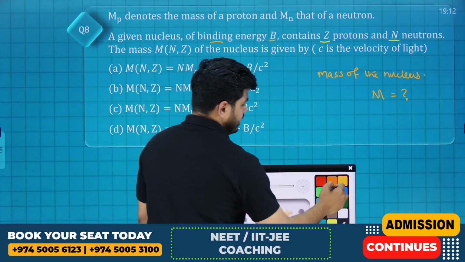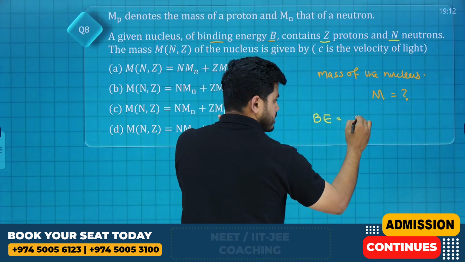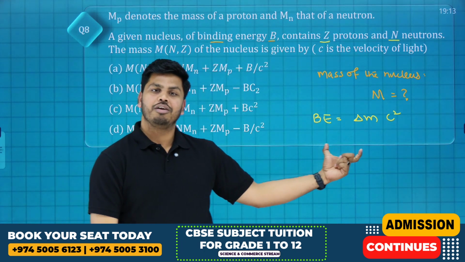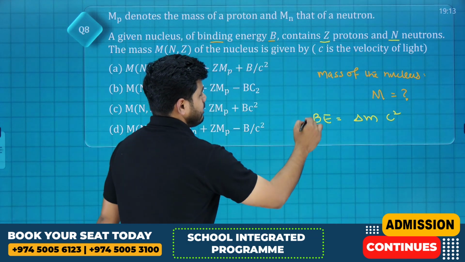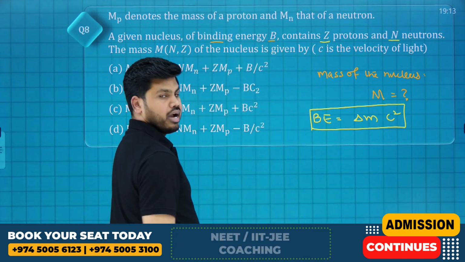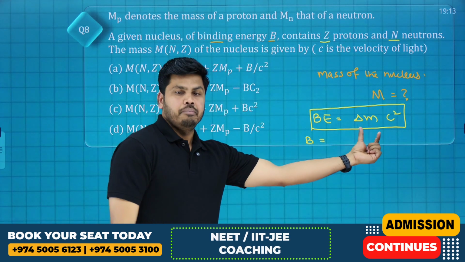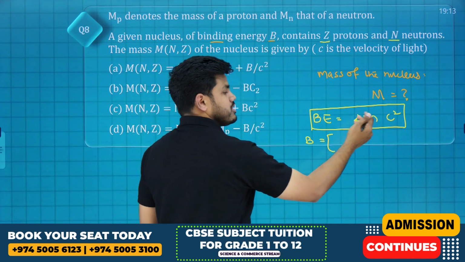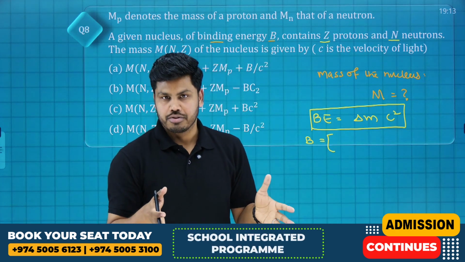So we know the binding energy calculation. Binding energy is equal to delta M into C square, the energy equivalent of the missing mass, the mass defect. Given that binding energy is B, what is delta M? Delta M is the difference between the actual mass of the nucleus and its constituent particles.